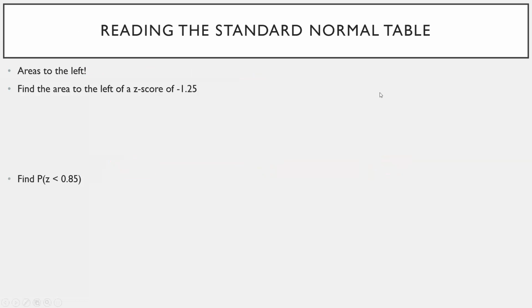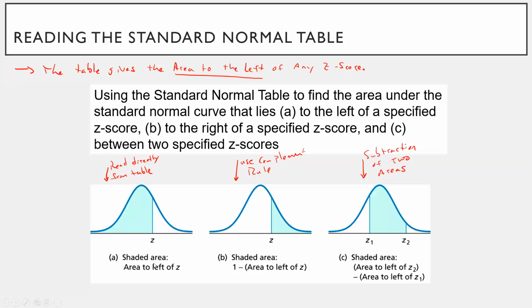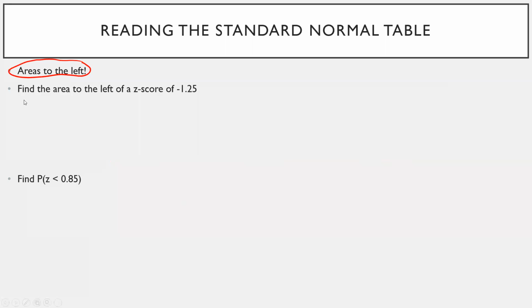Okay, so the first one here, I want to talk about reading the standard normal table first to find areas to the left. I have two problems here. The first one is I want to find the area to the left of a z-score of negative 1.25. Whenever you see the z variable or z-scores, you're going to relate it to the standard normal curve.